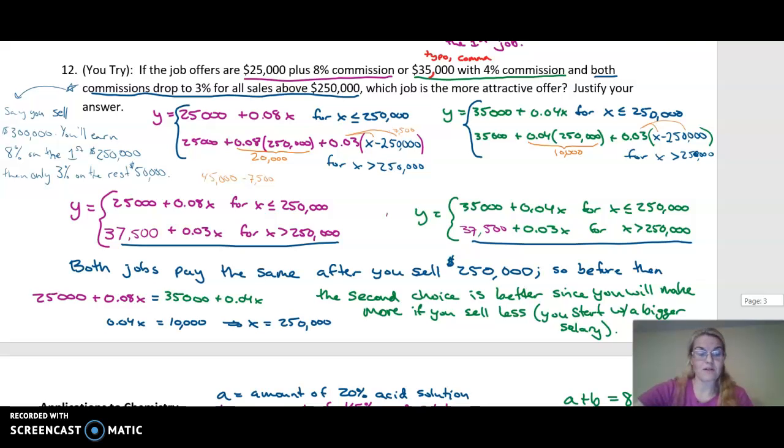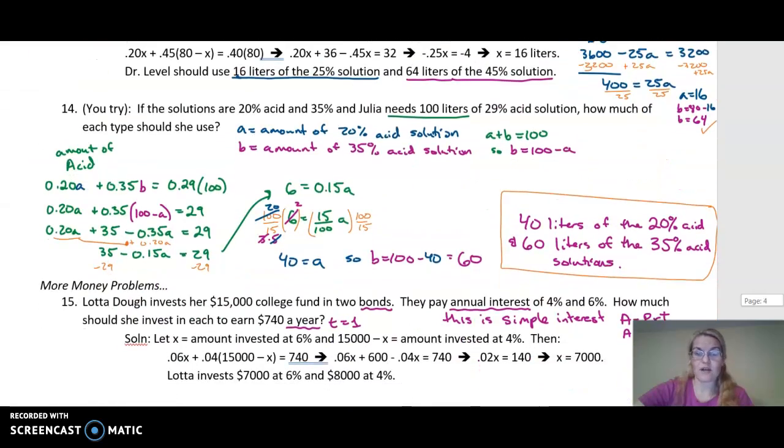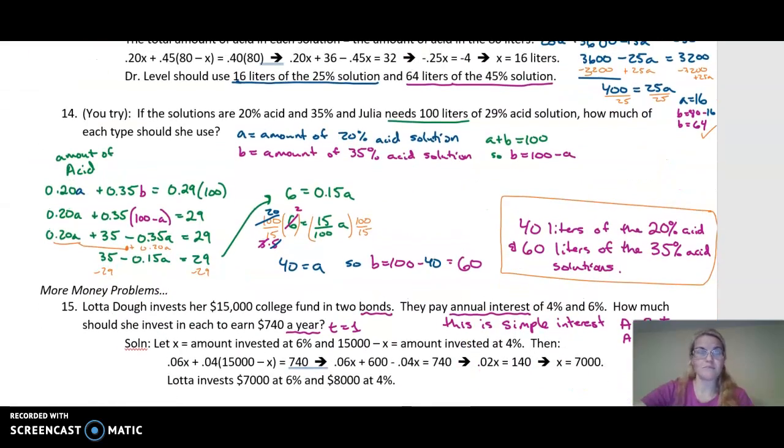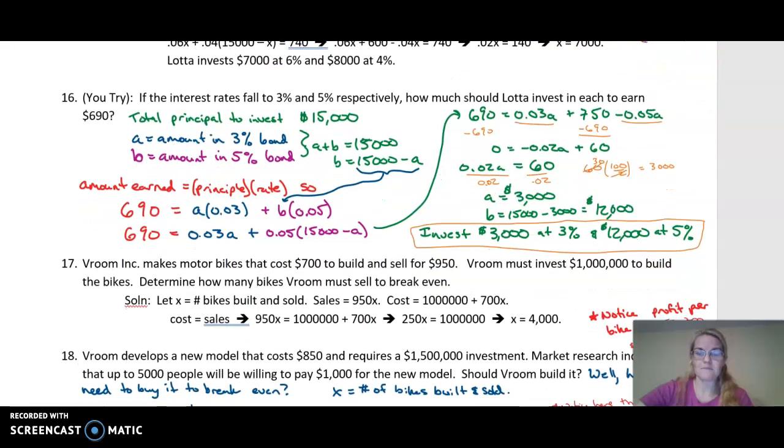For number 14, you should have gotten that Dr. pH level would need 40 liters of the 20% acidic solution and 60 liters of the 35% acidic solution to mix to make her 100 liters of a 29% acid solution. Again, if you didn't get that or you struggled with this, stick around. We'll talk through it. Number 16, Lada should have invested $3,000 in the 3% bond and $12,000 in the 5% bond. Again, if you didn't get that, stick around.